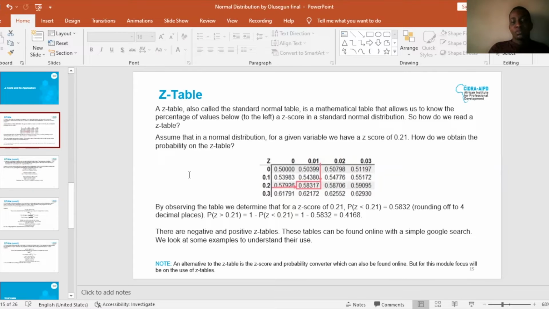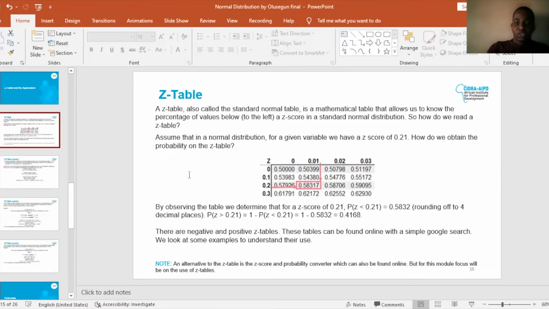Assume that in a normal distribution, for a given variable or individual data point or value, we have a Z-score of 0.21. Remember, to compute the Z-score is the individual value X minus the mean divided by standard deviation. So we have a Z-score of 0.21, for example. How do we obtain the probability on the Z-table?